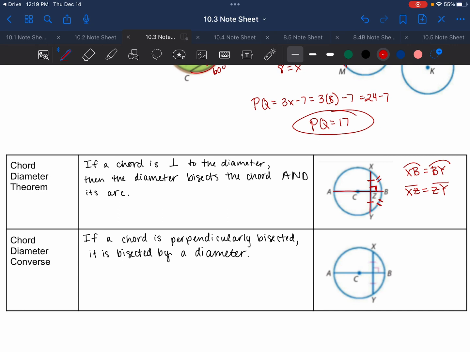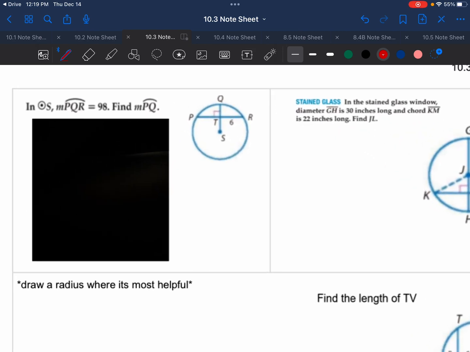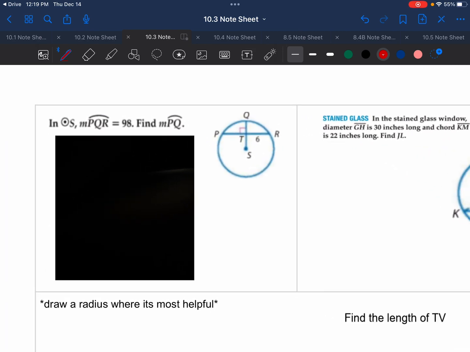So then inversely, if a chord is perpendicularly bisected, so if you have a chord, and it's perpendicularly bisected, so its bisector is perpendicular to it, then that bisector is a diameter. All right. So using that theorem and converse that we just learned, try this first one on your own.